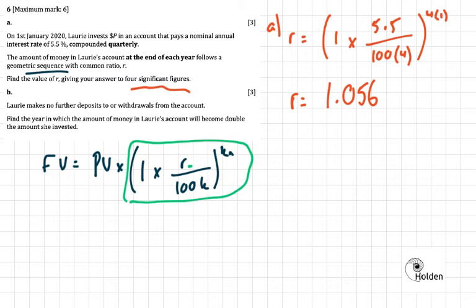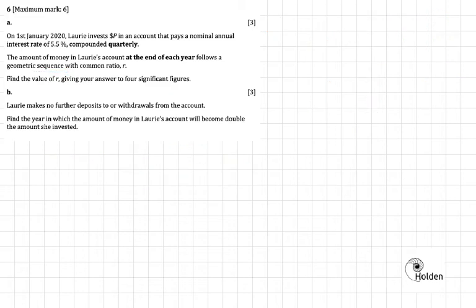M1, A1 for recognizing this bit, so this section is the M1, A1, and then your accuracy mark from the answer. Now I'll move on to the second bit. Laurie makes no further deposits or withdrawals from the account. Find the year in which the amount of money in Laurie's account will be double the amount she invested.